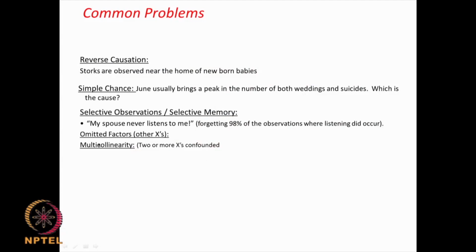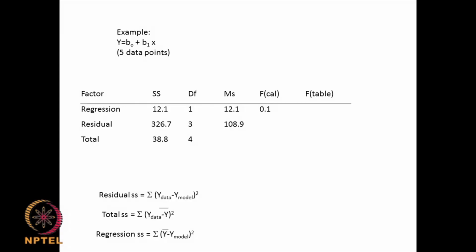For example, blood pressure increases with, say, lipid content, but an increase in age also may increase the blood pressure. So there could be a confounding between the age and the lipid content. You need to remove the effect of age if you want to study only the lipid content, otherwise it is getting confounded. So multicollinearity is another problem. These are common problems you have to keep in mind when you are doing a regression fit.